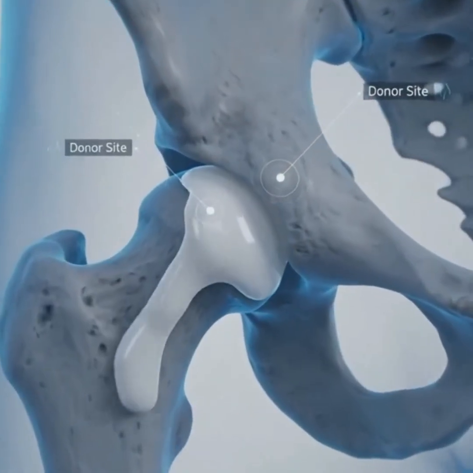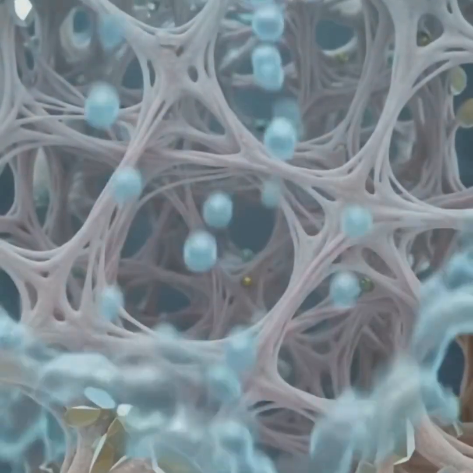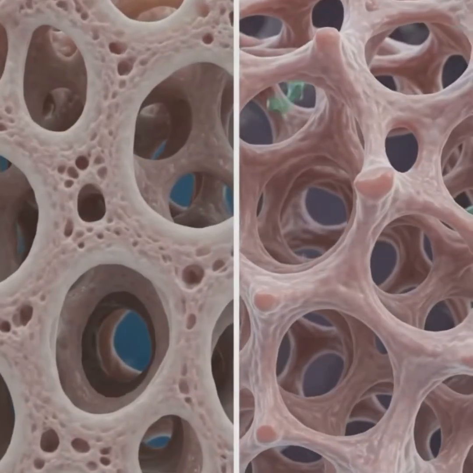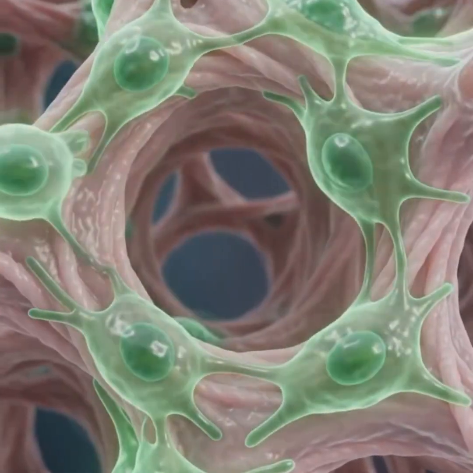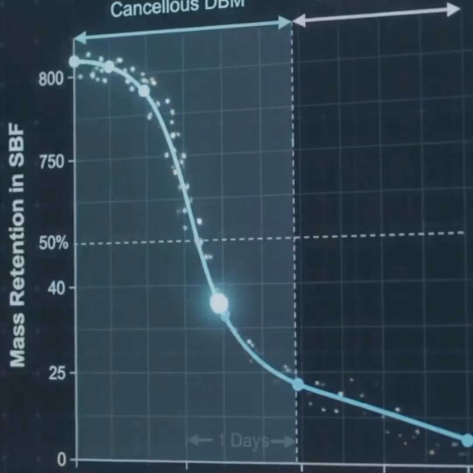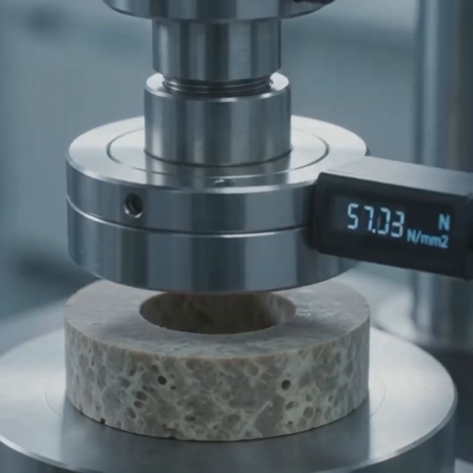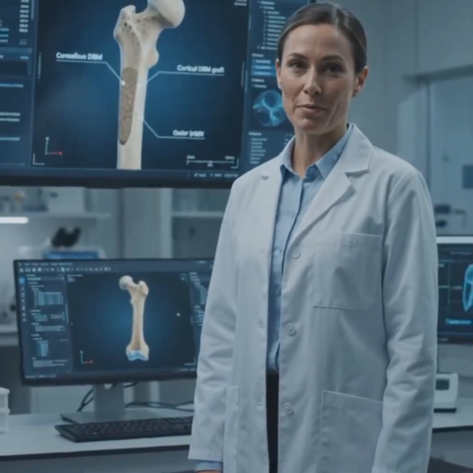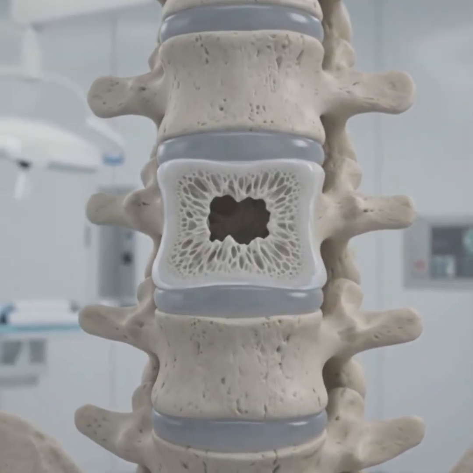To avoid donor site morbidity, surgeons use allografts or DBM. Extraction leaves a scaffold of type I collagen. Cancellous DBM mimics the native matrix, enhancing cell adhesion. Cancellous DBM shows superior biocompatibility, however, it loses 50% of its mass within 7 days. Cortical DBM retains much higher compressive strength, making it ideal for load-bearing. Differences are critical when selecting surgical techniques.